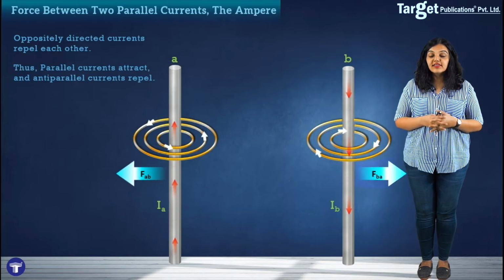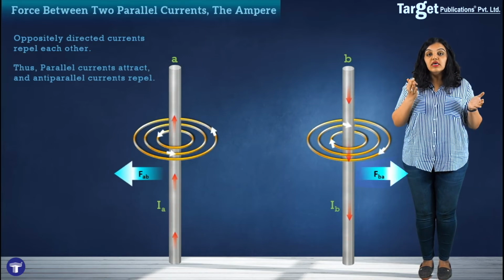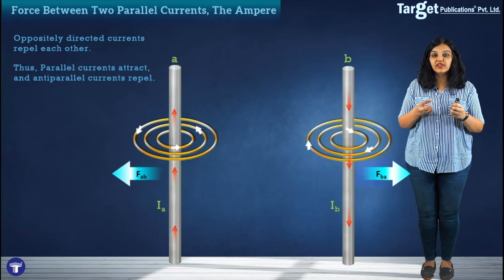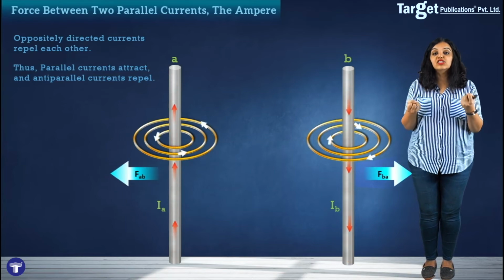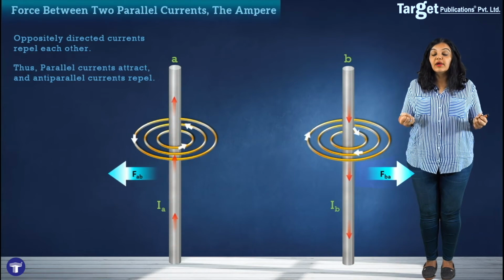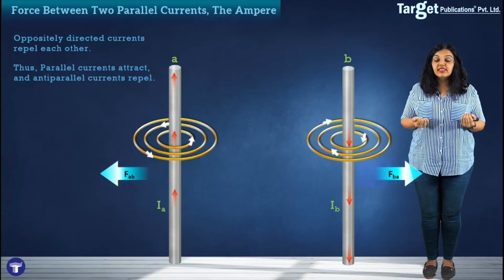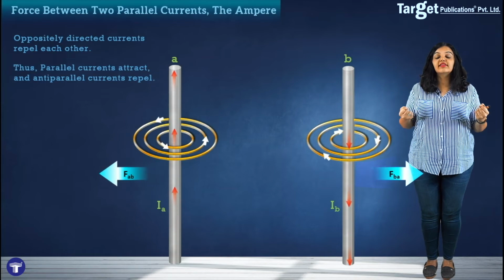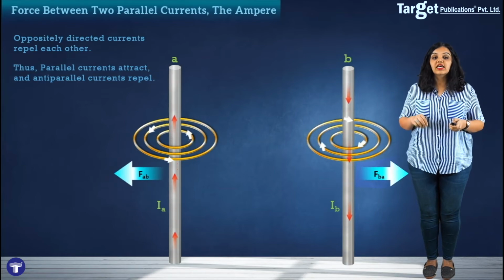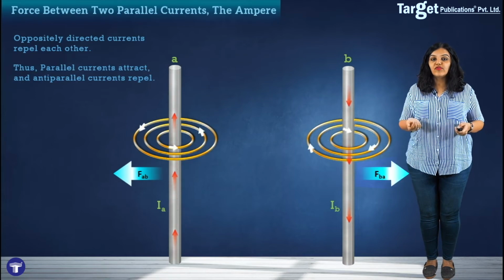Now you can see that this is quite opposite to what happens in electrostatics. That is, in an electric field, firstly you look at charges, and these charges attract each other if they are opposite and repel each other if they are the same. However, in the case of currents, you have two currents and they attract each other if they are the same and repel each other if they are opposite. So this is opposite to the laws of electrostatics.